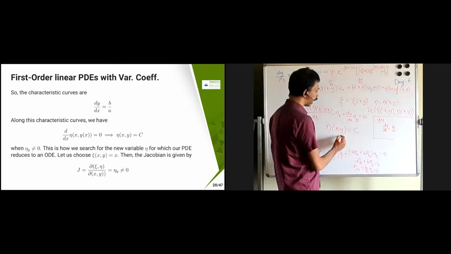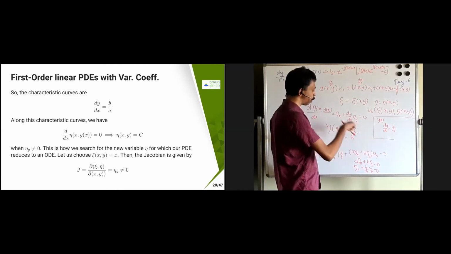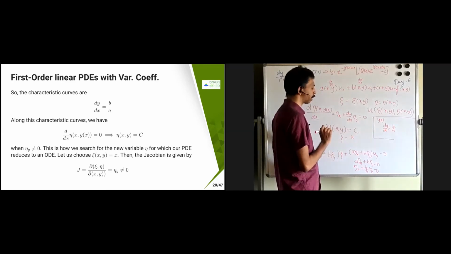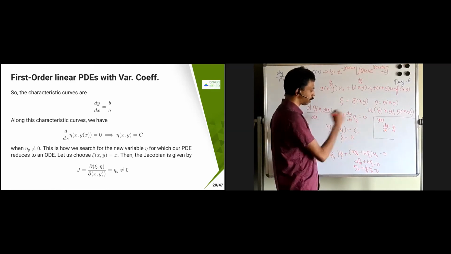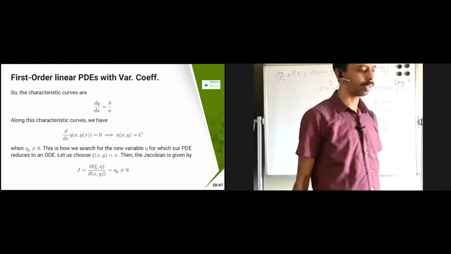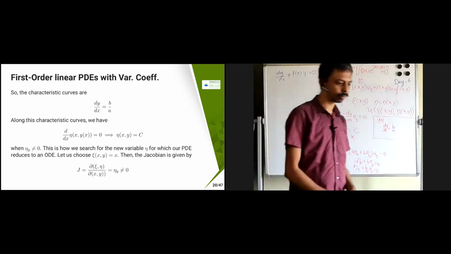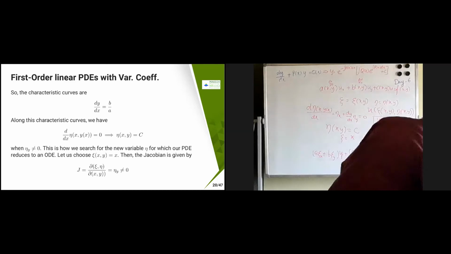Your chi you will always choose as chi equal to x, and eta of x y you will determine from this one. If you solve this equation, you will always find that eta of x comma y equal to c. That is going to be your new characteristic coordinate. That characteristic coordinate you are going to use, and then you are going to solve that problem. This is the underlying idea. Now we have to search for that new variable. So how do we search for that variable?